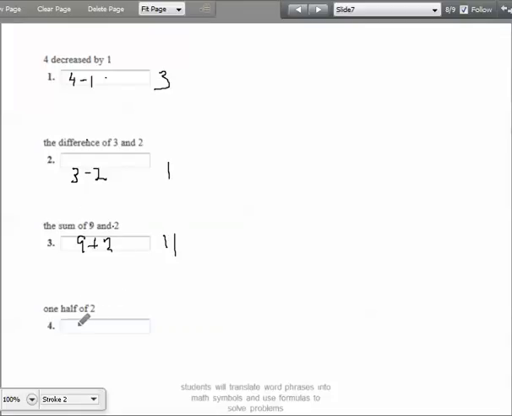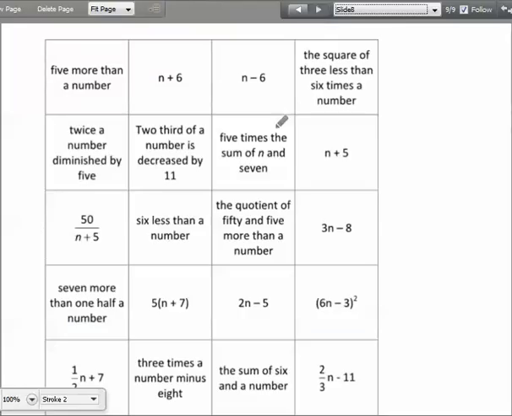1 half of 2. So I'm going to take 1 half of, that's multiply, 2. 1 half of 2. When I multiply those together, I'm going to get 2 over 2, which is equal to 1. Can you see how we're using these words here? Okay? You can see how in word problems, they might give you some words that you have to write the equation for it.